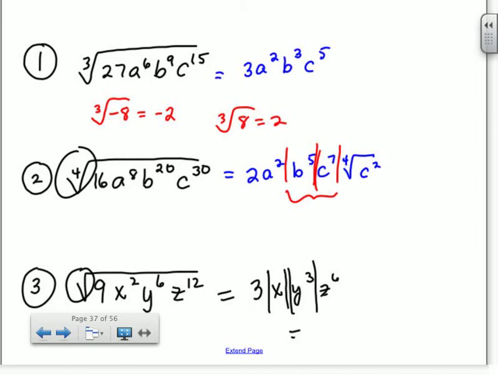Okay, so like I was saying, you could also write this as 3xy cubed z to the 6th. It's okay if you put them both in the absolute values.